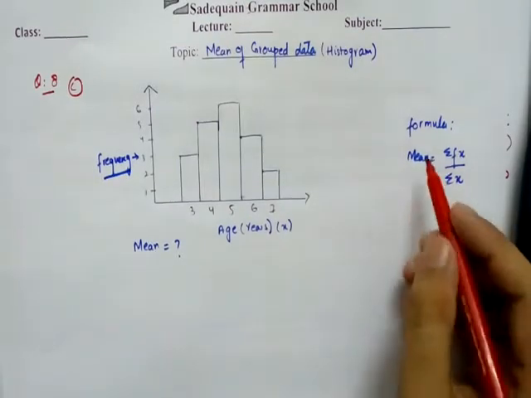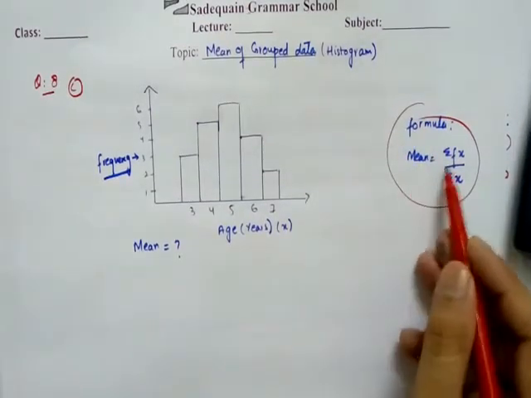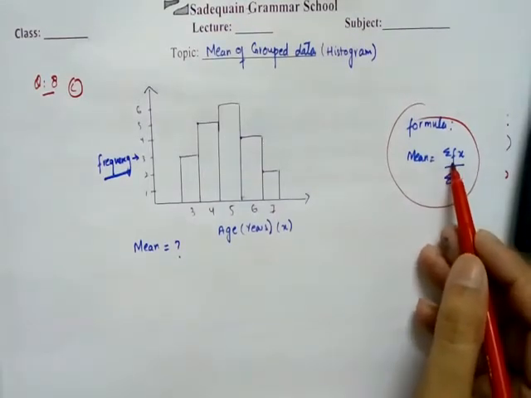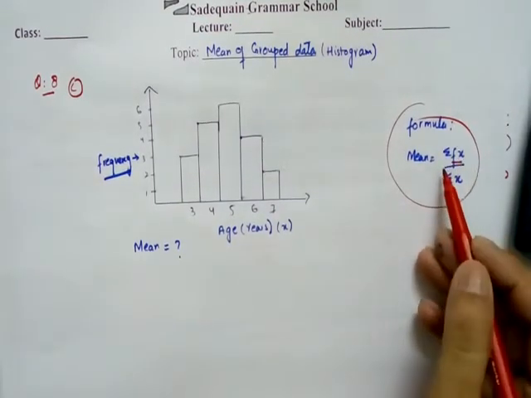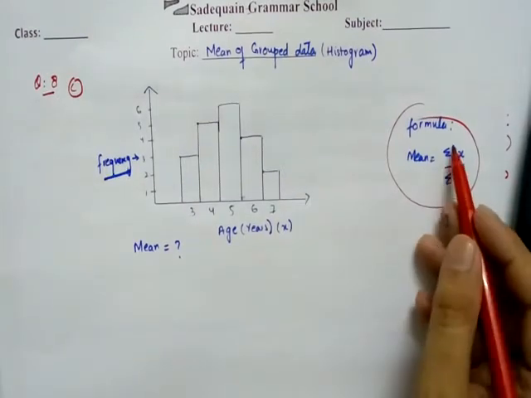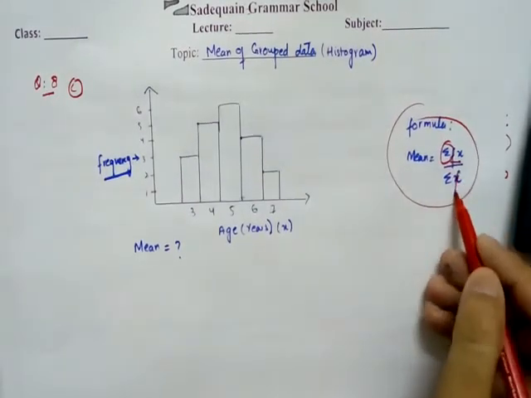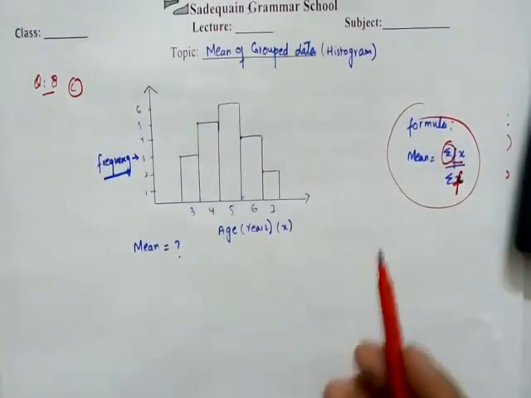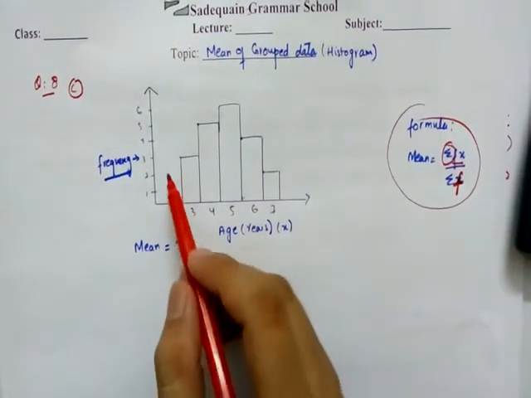Again, we will be using the same formula, mean is equal to summation fx upon summation f. Summation fx refers to the product of f into x and adding all the values to get the summation, and summation f means total frequency. Now how to find out the total frequency? It's a bit simple one.